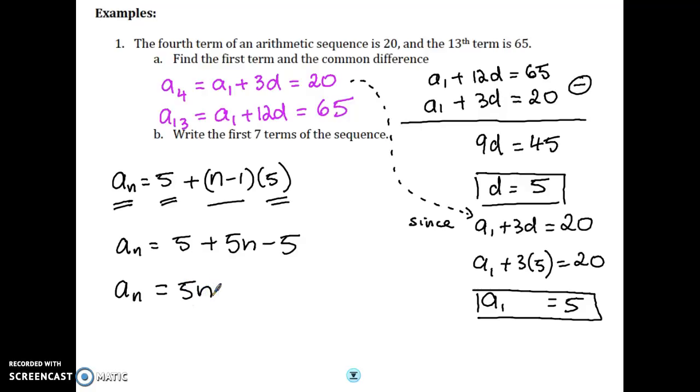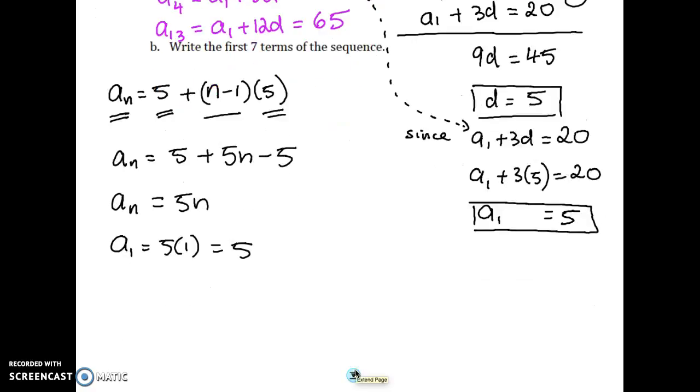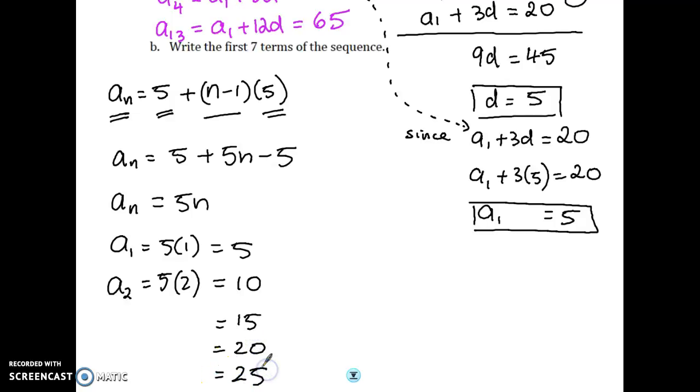If you want to work out the first 5 terms, a1 is going to be 5 lots of 1, so that's 5. Since we know it's an arithmetic sequence, we are expecting it to go up by that constant difference. A2 would be 5 lots of 2, which equals 10. At this point, the next few terms are relatively straightforward to establish.